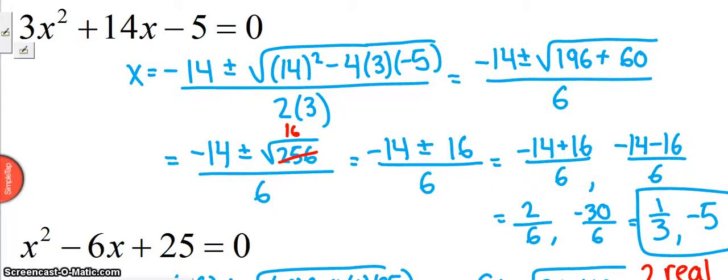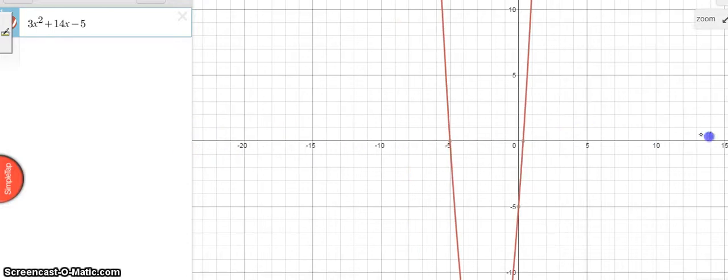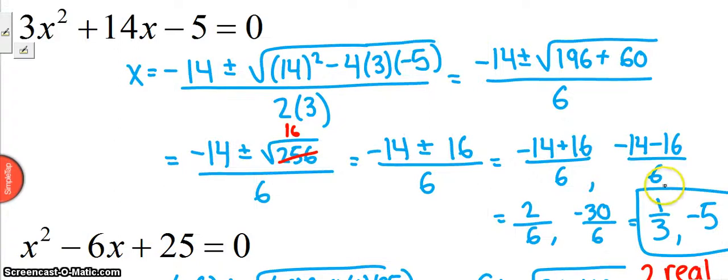That means you have two x-intercepts, which should look something like this. Okay, so here's my parabola. This is my x-axis right here. It crosses one here and one here, which you see are at negative 5 and 0.33, which is 1/3. So again, using your graphing calculator is also a good way to check the values of your algebra that you got here. And mine matches, so I'm good.